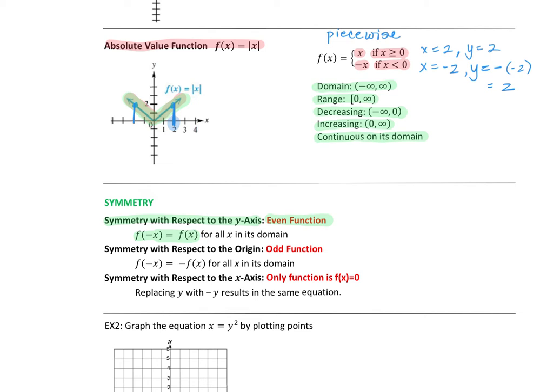Let's move on to the next type of symmetry, and that would be symmetry with respect to the origin. I don't like the blue. Why did it do that?